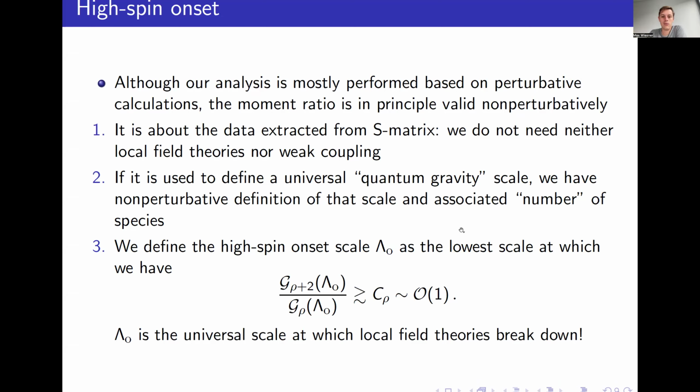Oh, yeah. Sorry. So we define this high spin onset scale as the lowest scale at which this ratio is larger than some order 1 number. We don't know precisely what the order 1 number is. That may depend on the different UV scenario, but this is a rough idea of how we define the scale. And the statement is that this onset scale is the universal scale at which local field theory breaks down.